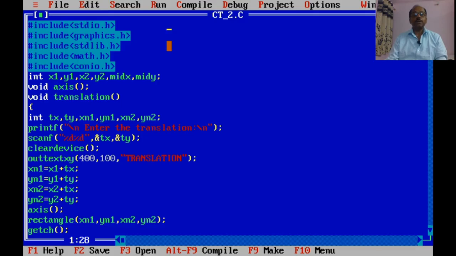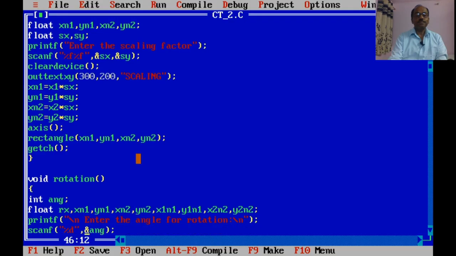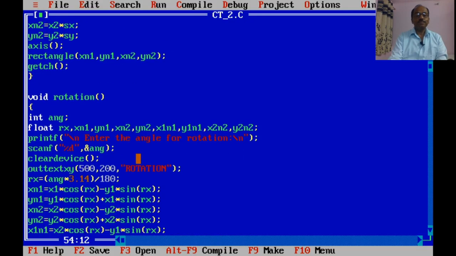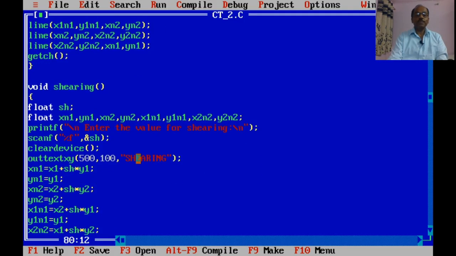So, this is the program for composite transformation. Here we will do translation, then scaling, rotation and shearing. So, let us start. Here we will see the way by which we can do shearing.